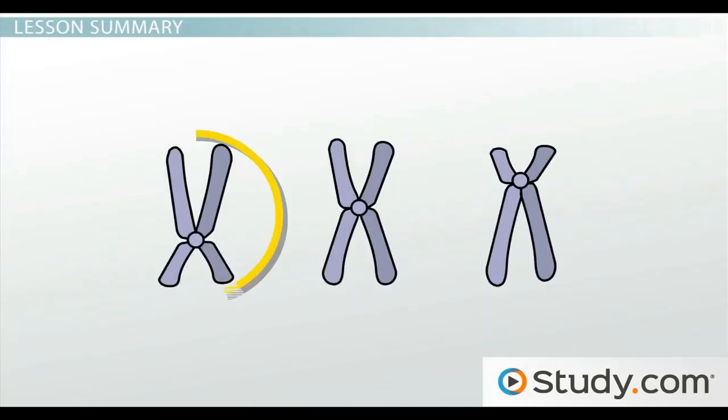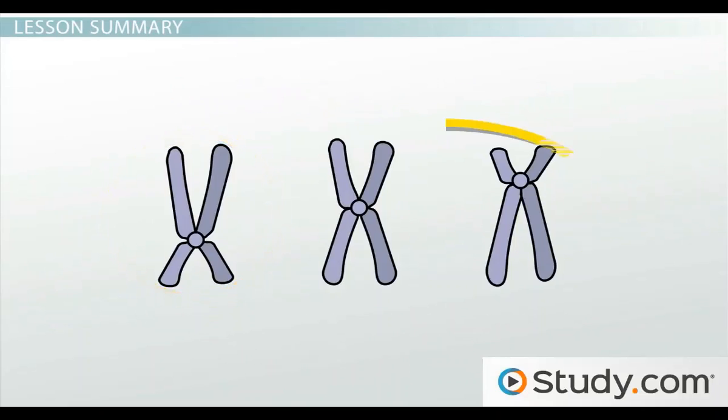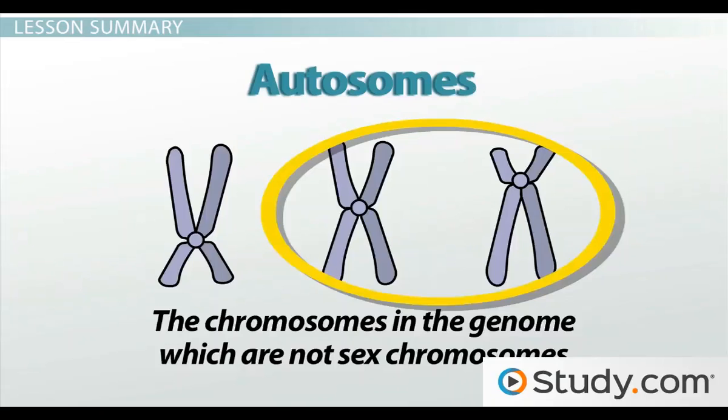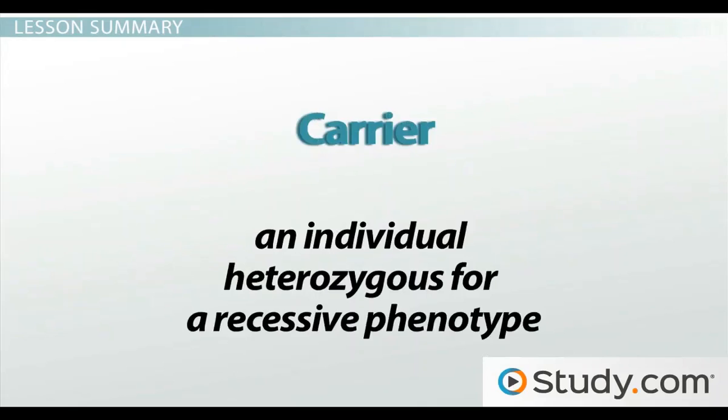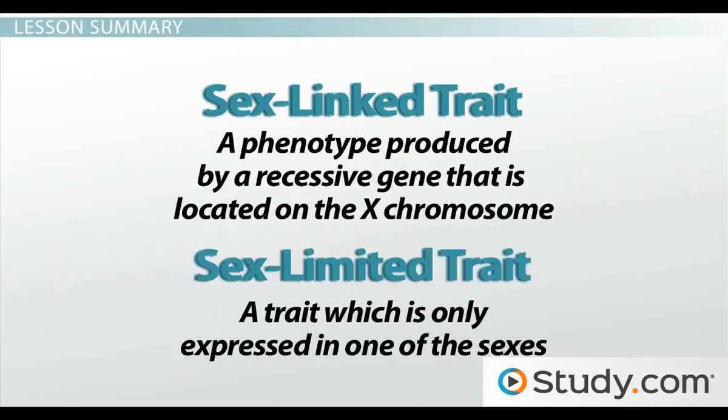So in summary, we've learned that sex chromosomes are the chromosomes which determine the sex of an organism. Autosomes are the chromosomes in the genome which are not sex chromosomes. A carrier is an individual heterozygous for a recessive phenotype. A sex-linked trait is a phenotype produced by a recessive gene that is located on the X chromosome. A sex-limited trait is a trait which is only expressed in one of the sexes.